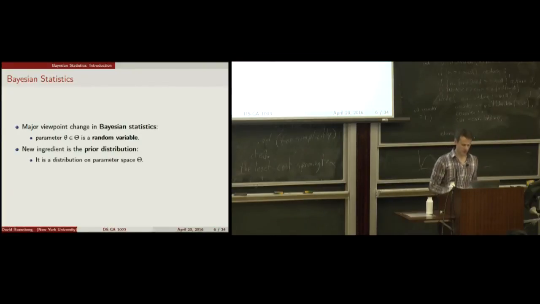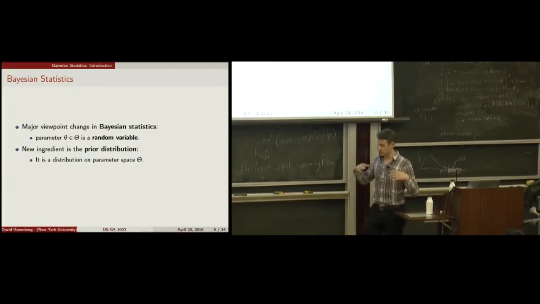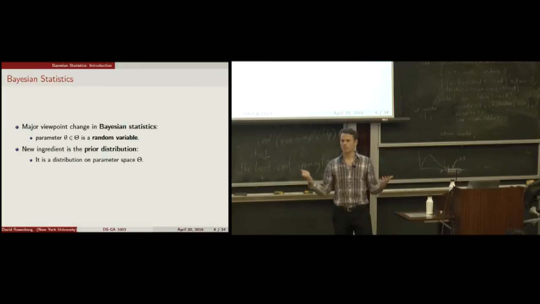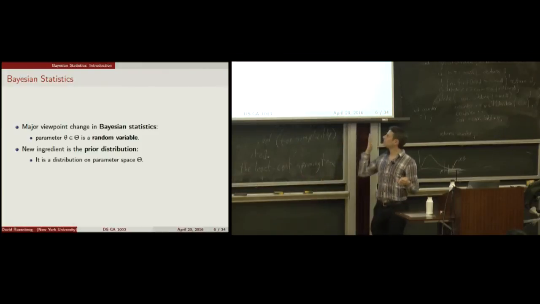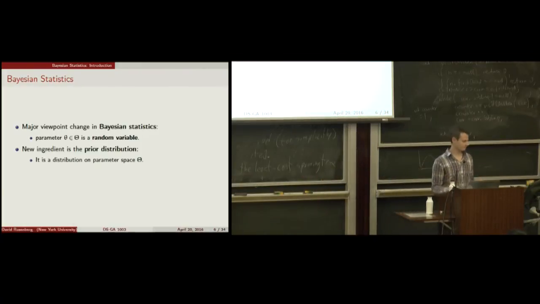So the new ingredient is called the prior distribution. And this is basically the marginal distribution that we impose. We come up with it out of our head for the unknown parameter theta. So it's a distribution on the parameter space. We'd like it to somehow reflect our belief of theta when we come into the problem.